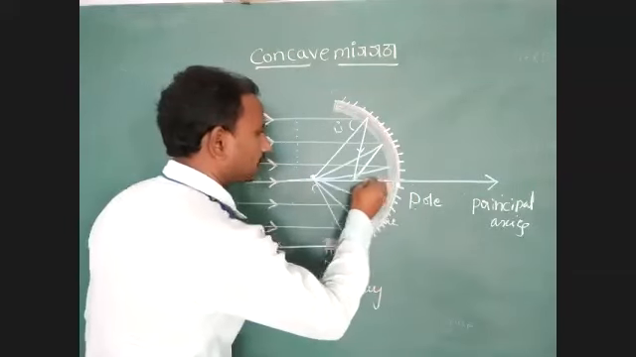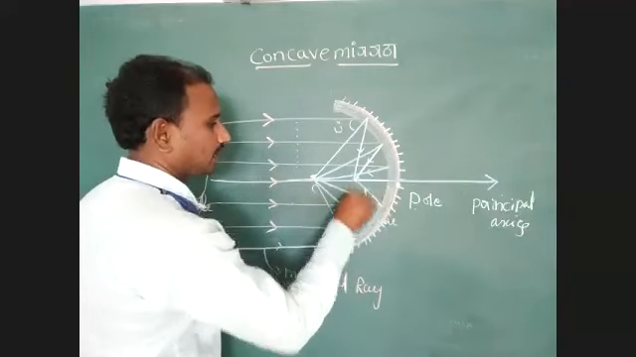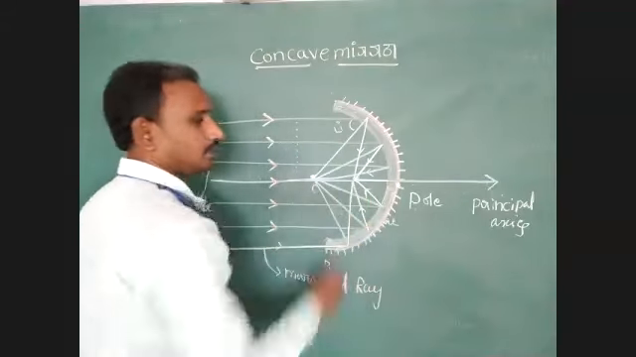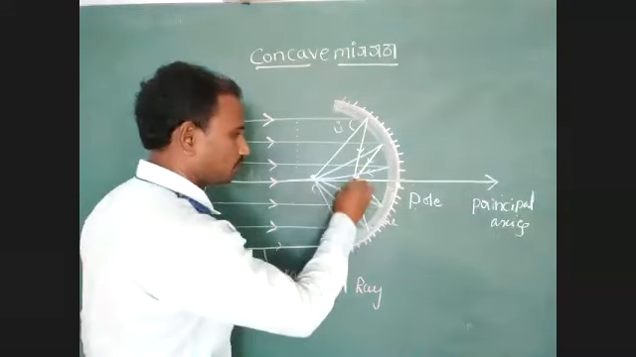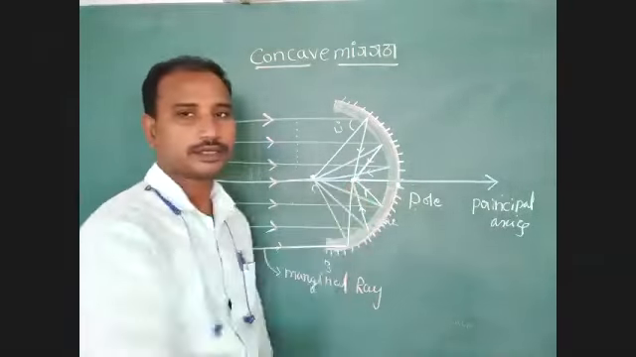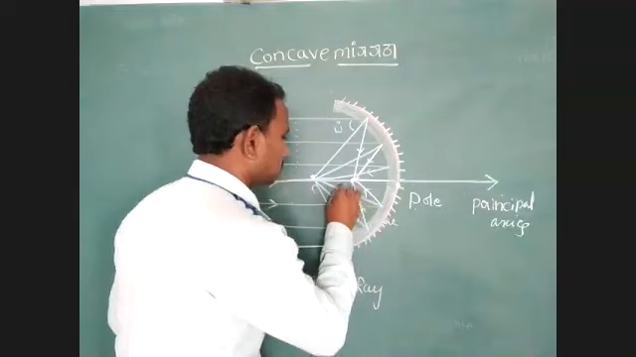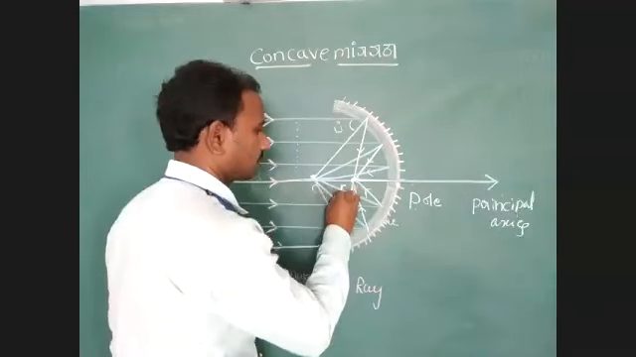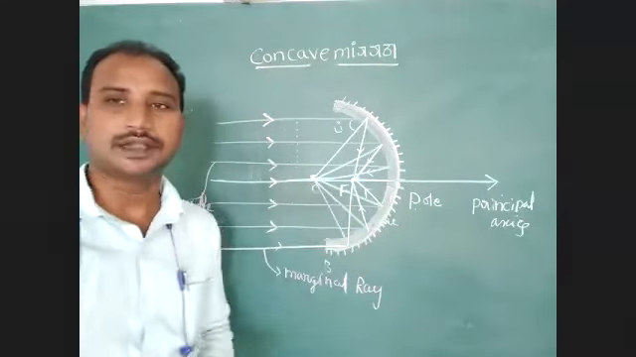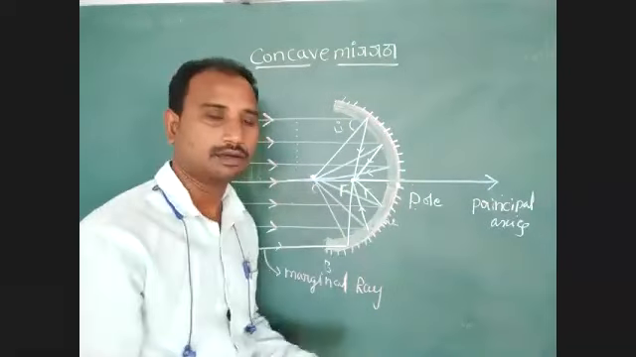Here the reflected ray rebounds into the same medium. All reflected rays intersect at one common point. This intersection point is called the principal focus. Just identify this principal focus. The principal focus is formed between the pole and the center of curvature.